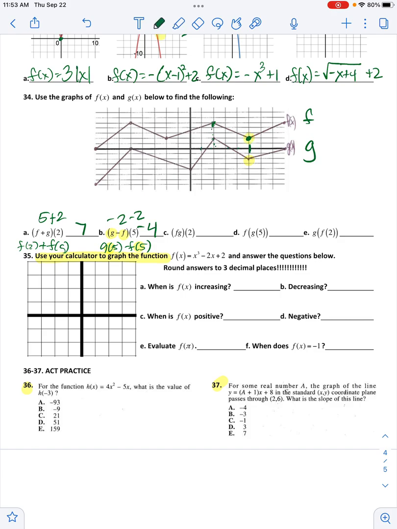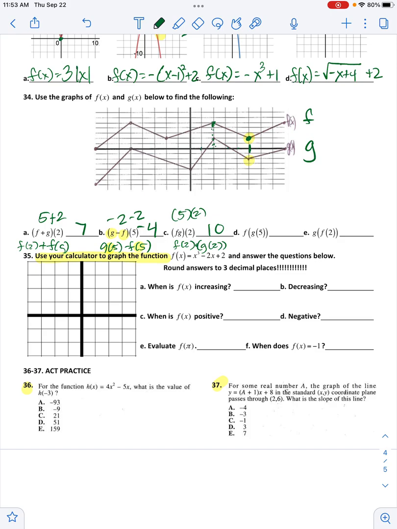These two crammed up against one another means to multiply the f of 2 value times the g of 2 value. So I'm going to multiply those. When I look up f of 2, I'm at 1, 2, 3, 4, 5. And when I look up my g of 2, I'm at 2, so the product is 10.